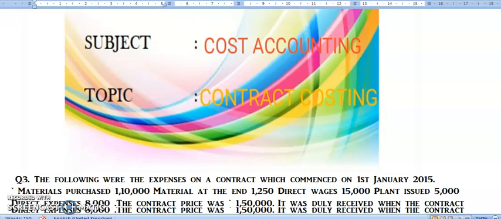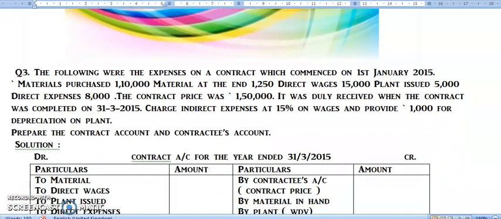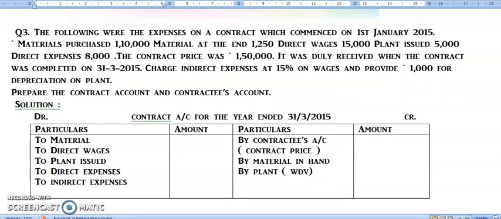We've already done two questions on contract costing. Let us read the question first and understand it. The following were the expenses on the contract which commenced on 1st January 2015.